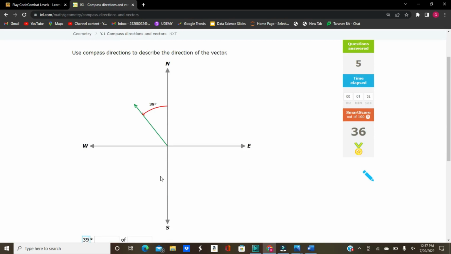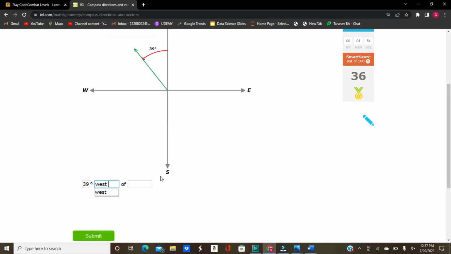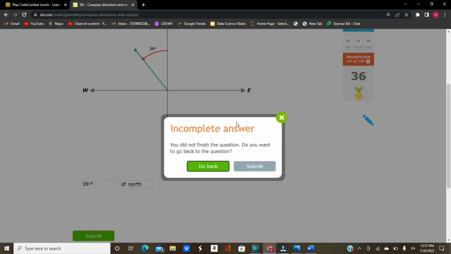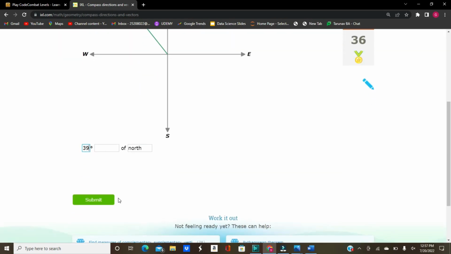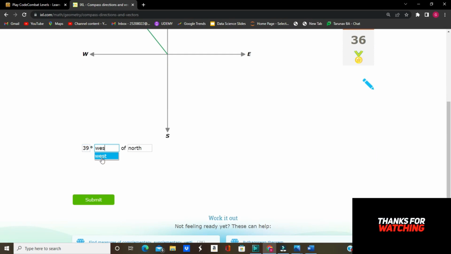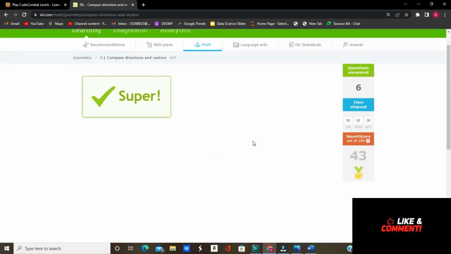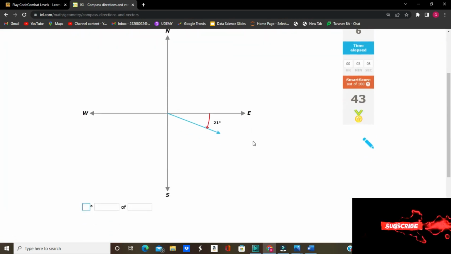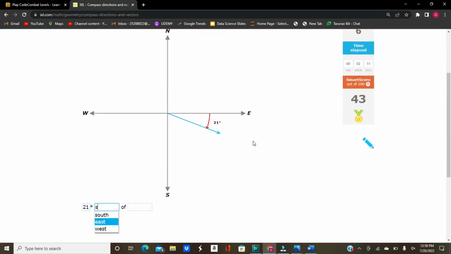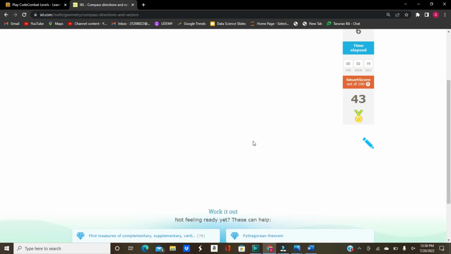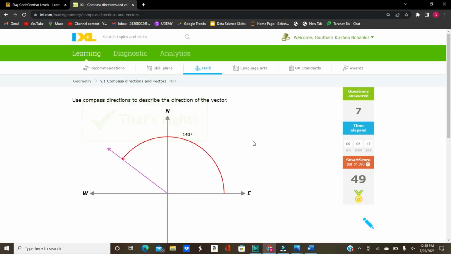We got 39 west of north. Oh, wait, that did not accept that. So we got 39 west of north. And then we have 21 south of east. And then so on. So now we clear the first section.